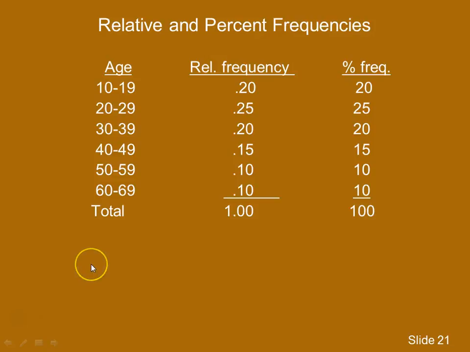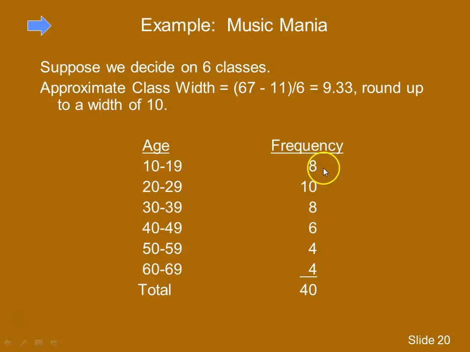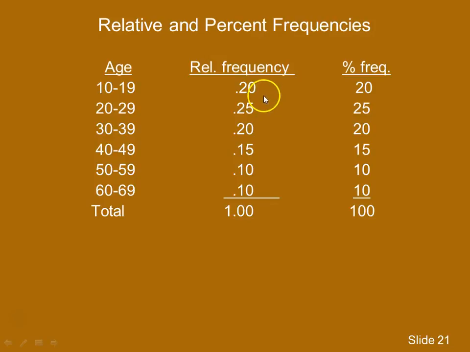Again, we can change this to relative frequency and percent frequency. Relative frequency, again, as before, simply takes the frequency and divides it by n. So for example, 8 divided by 40 is 0.2. 10 divided by 40 is 0.25. And if you continue in that way, you will get the relative frequencies listed here.